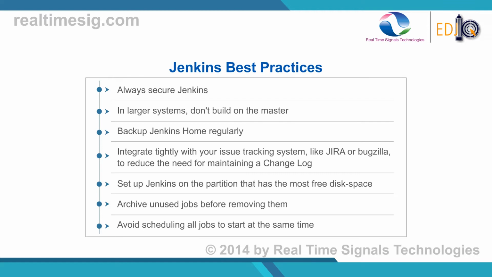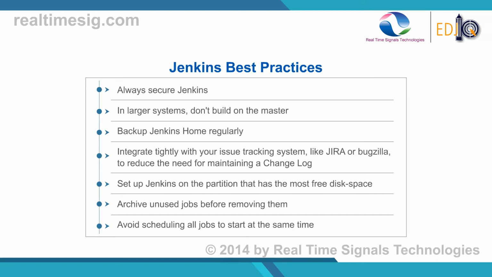4. Integrate tightly with your issue tracking system, like Jira or Bugzilla. To reduce the need for maintaining a change log, the integration helps to track changes as they are made, including build status, what build has been performed for this requirement or defect, and the link to the actual build results and artifacts. 5. Set up Jenkins on the partition that has the most free disk space.